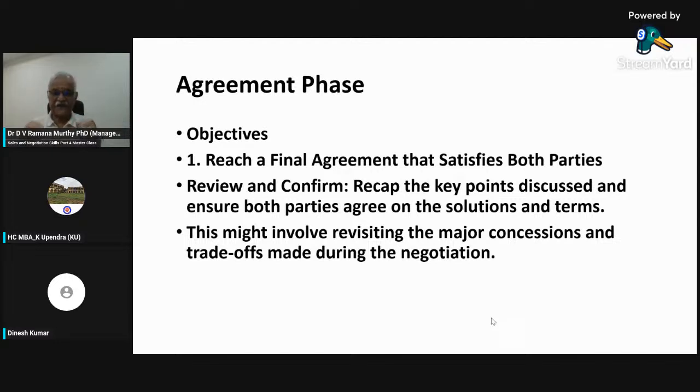This phase is very critical. I have already told you. It might involve revisiting the major concessions and trade-offs made during the negotiation, because a quick review and a recap of what went on during the earlier phases must be brought down for a crystal clear dialogue. Please note, it's a very critical phase of reaching an agreement.